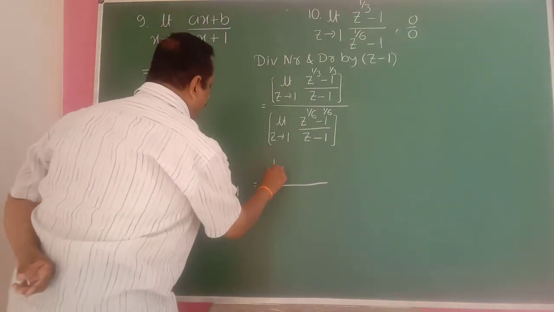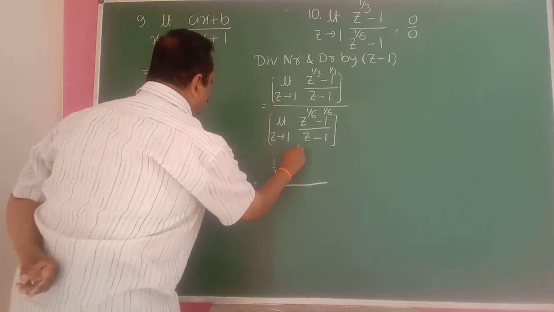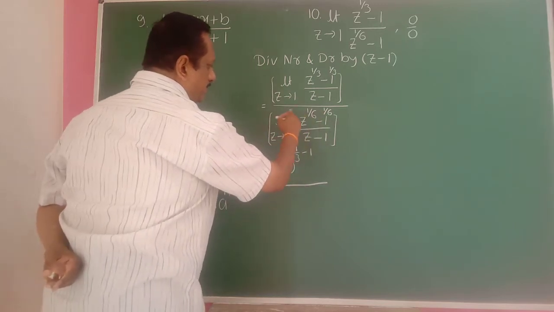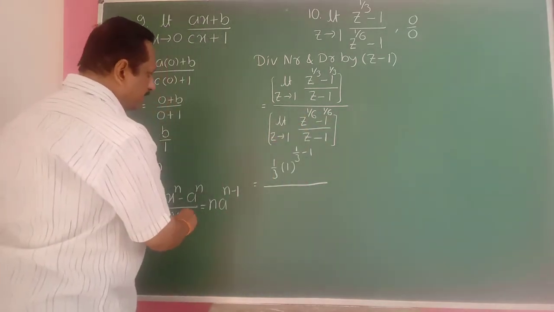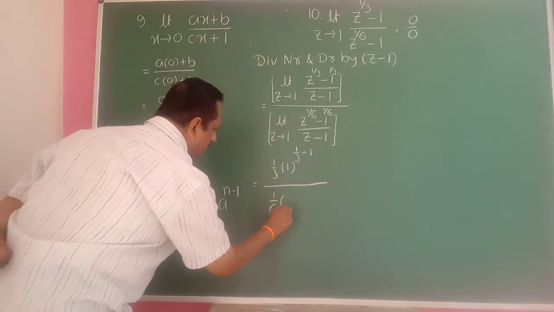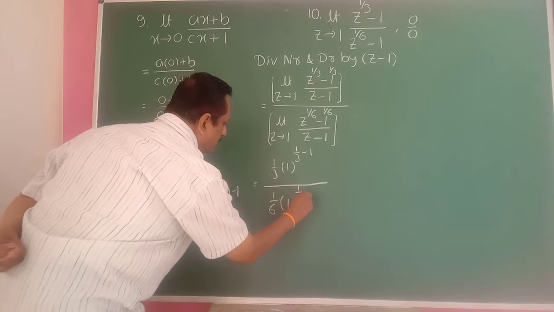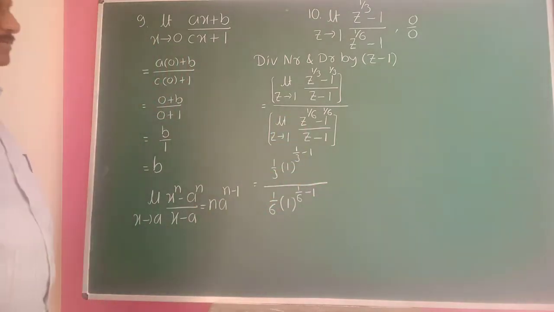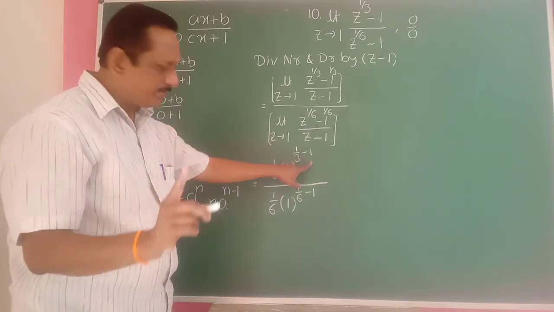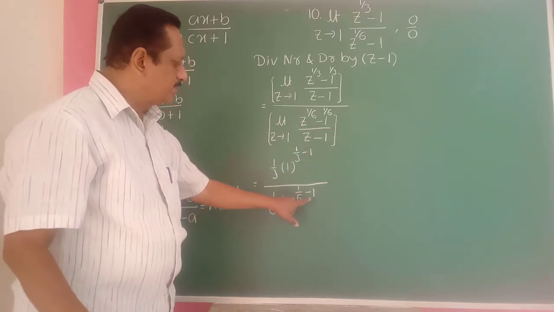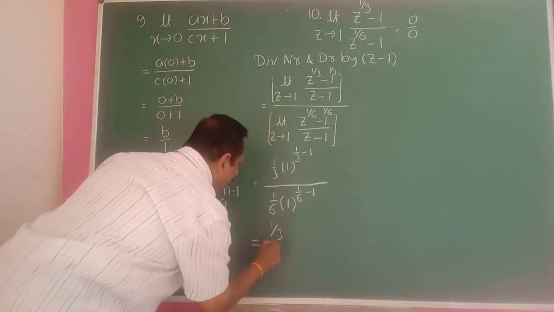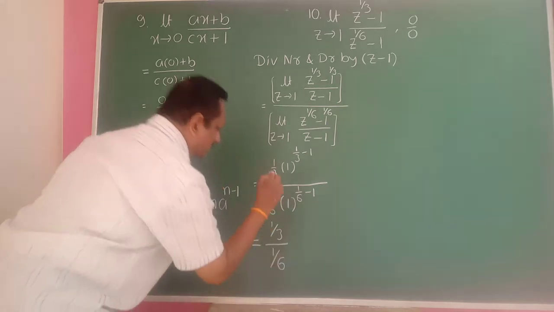so 1 upon 3, 1 raised to 1 by 3 minus 1. Even in the denominator, comparing with this formula again, a value 1 and n value 1 by 6. So 1 by 6 into 1 raised to 1 by 6 minus 1. Here 1 raised to 1 by 3 minus 1 is again 1. 1 raised to 1 by 6 minus 1, again it is 1 only. So this is equal to what? 1 upon 3 divided by 1 by 6.